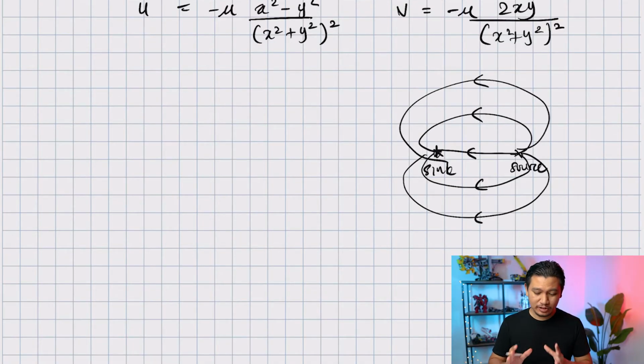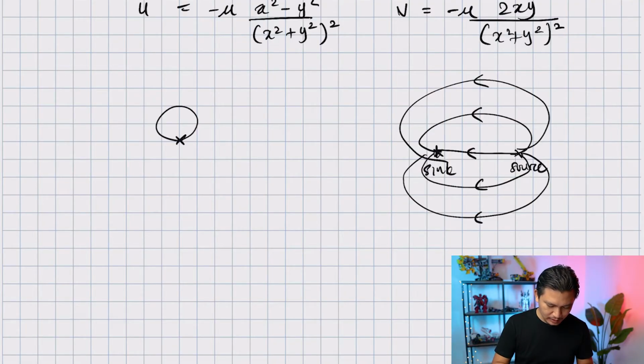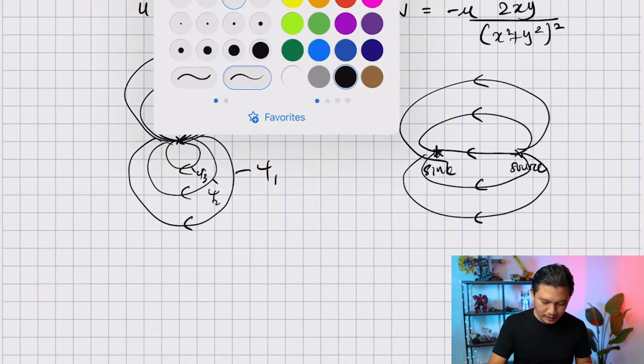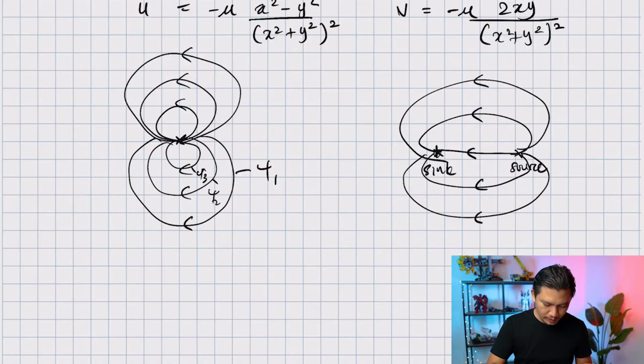Right. And let's say that this source and sink are now very close together. What happens is that you have one center and you have a flow that looks something like this, and that is your streamline. So this is your psi 1, psi 2, and psi 3. And of course, if you plot the potential function, it is just perpendicular to that psi. So your potential function will look something like this.